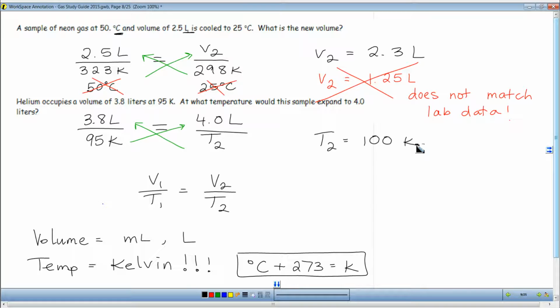Qualitatively, we need to be able to explain this on a particle level. Why does the temperature need to increase? Because we need more kinetic energy so the particles can have more collisions. More collisions with the walls of an expandable container should increase the volume. And then quantitatively, I can use this simple equation to calculate the exact temperature needed in Kelvins.